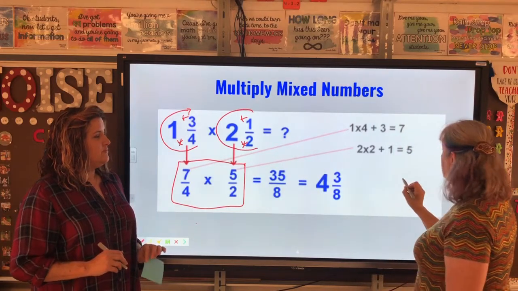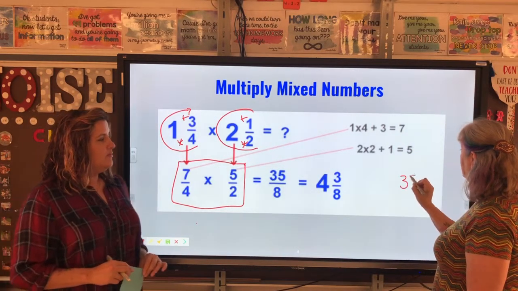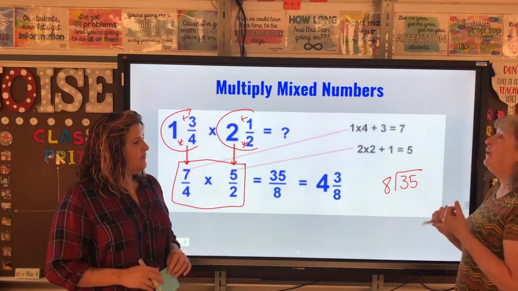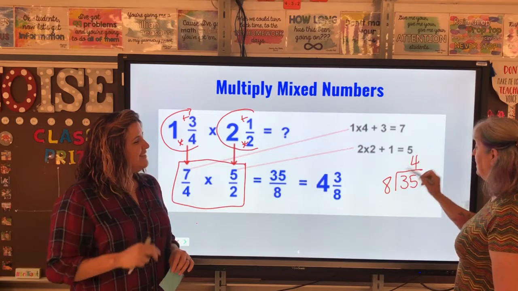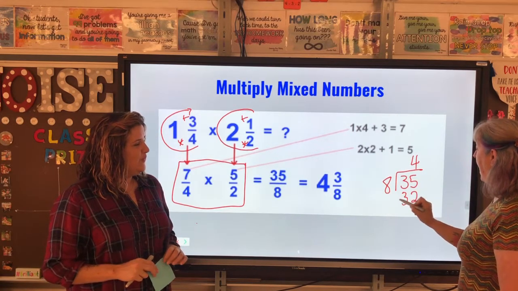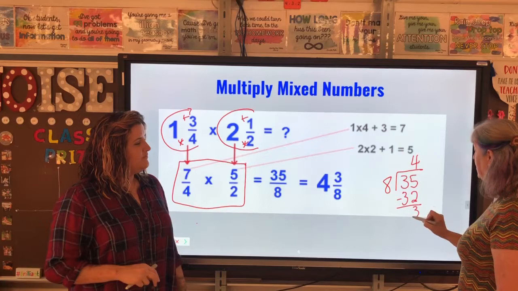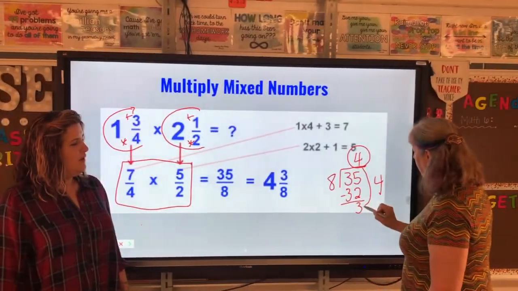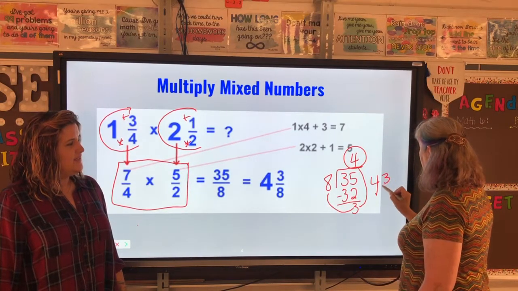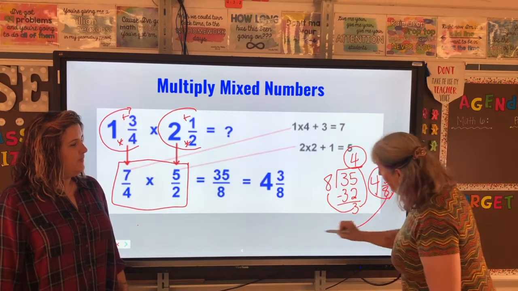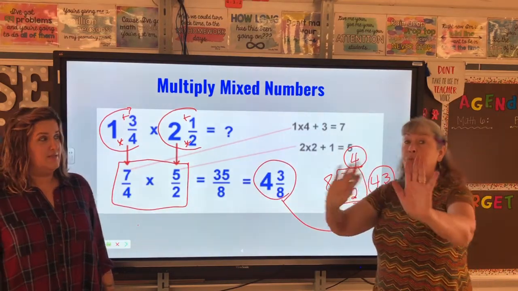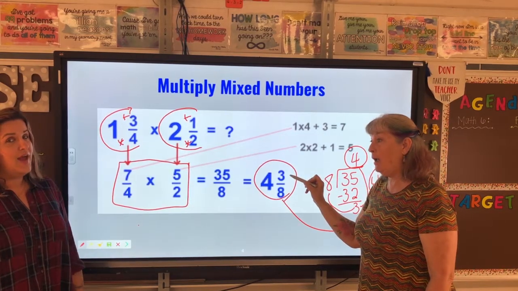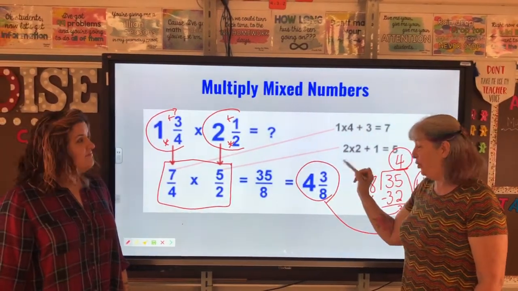One more step. This is where you might want to take the time to write this part out. 8 goes into 35 4 times. 4 times 8 is 32. I have 3 left over when I subtract. This is my whole number, 4, and then 3 out of 8. Before we go, is 3/8 in simplest terms? It is. 3 is prime. Does it go into 8 evenly? Does not. We're good. We're done.